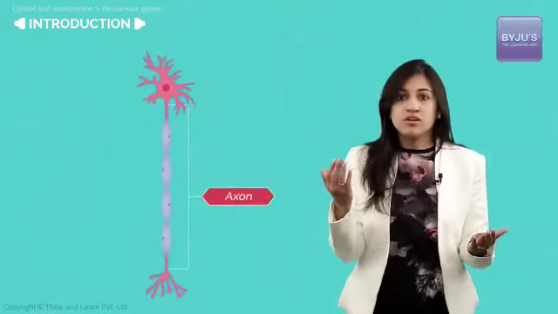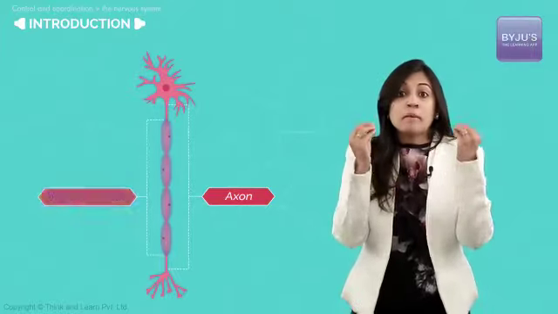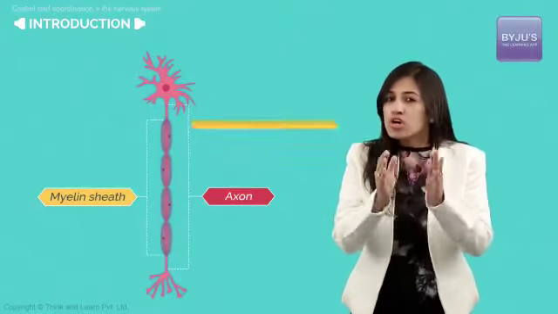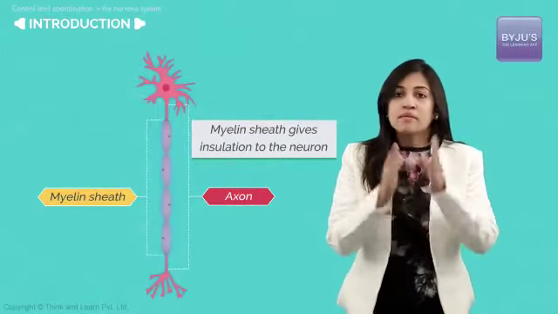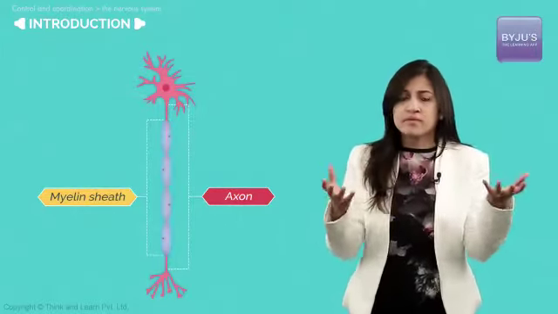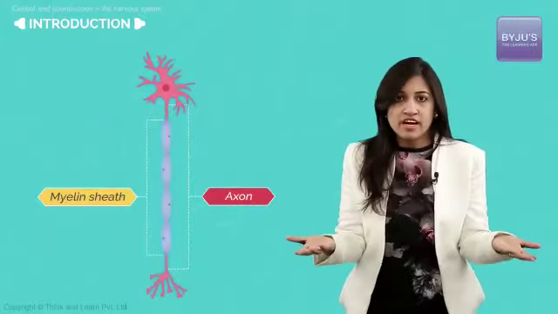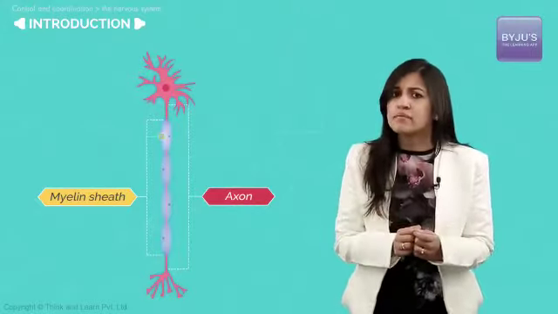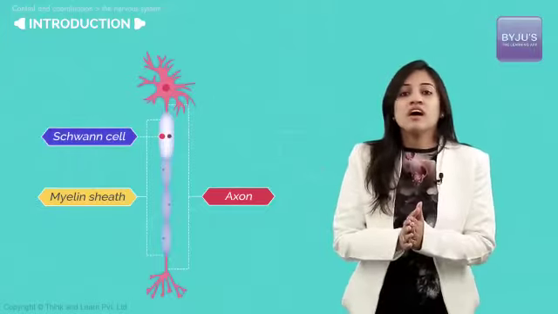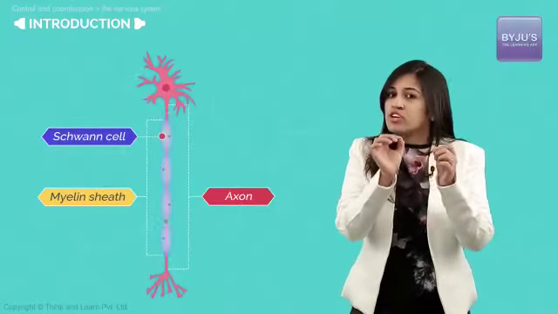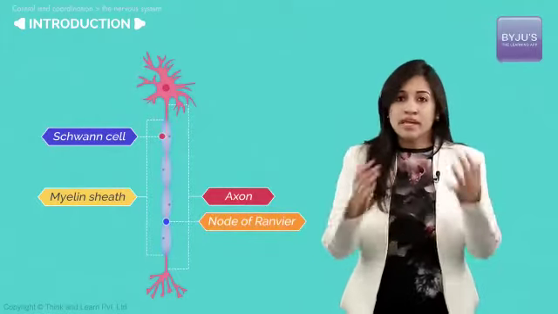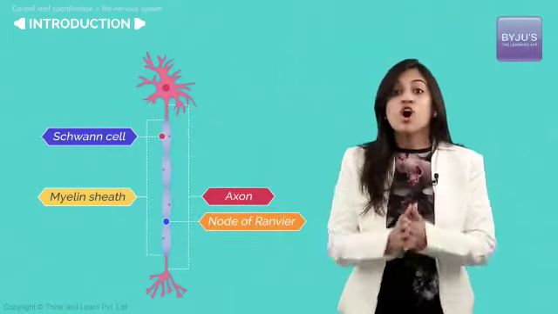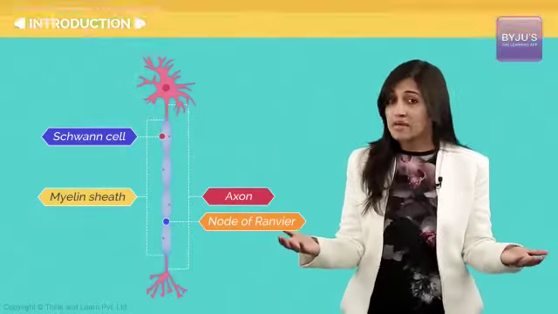The axons in some neurons are covered with a sheath. It's called a myelin sheath. And what this sheath does, it gives insulation to the neuron. And the myelin sheath has to be made up of cells. I mean, everything inside us is made up of cells, right? And these cells also get a name, Schwann cells. And there is a depression between two Schwann cells that you can see. It's called the node of Ranvier, named after the person who discovered it, or found it, for the first time.